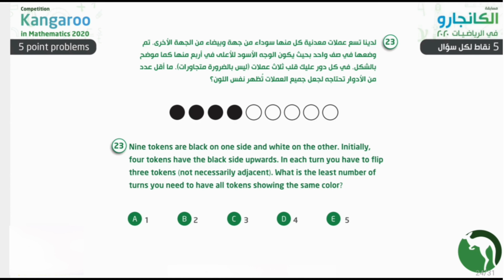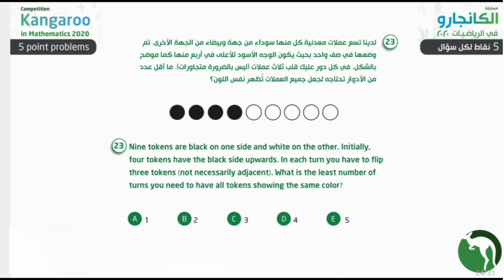In question number 23, 9 tokens are black on one side and white on the other. Initially, 4 tokens have the black side upward. In each turn, you have to flip 3 tokens, not necessarily adjacent. What is the least number of turns you need to have all tokens showing the same color?